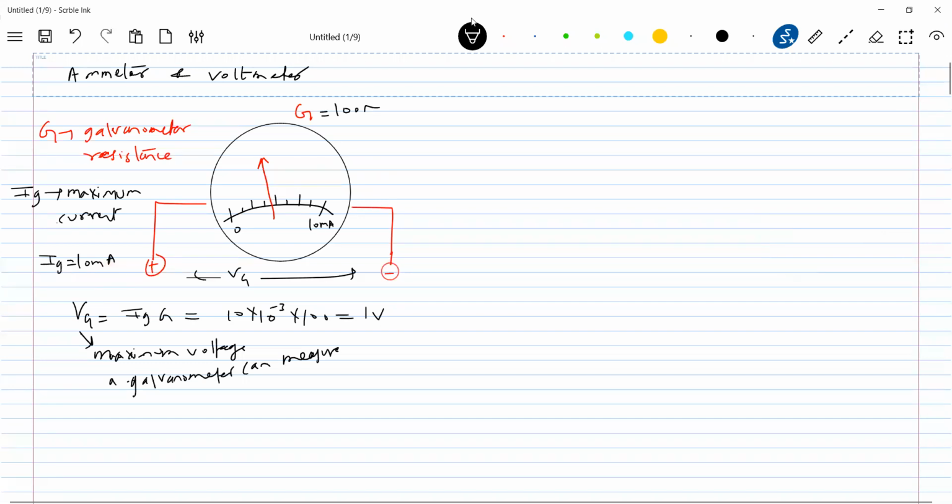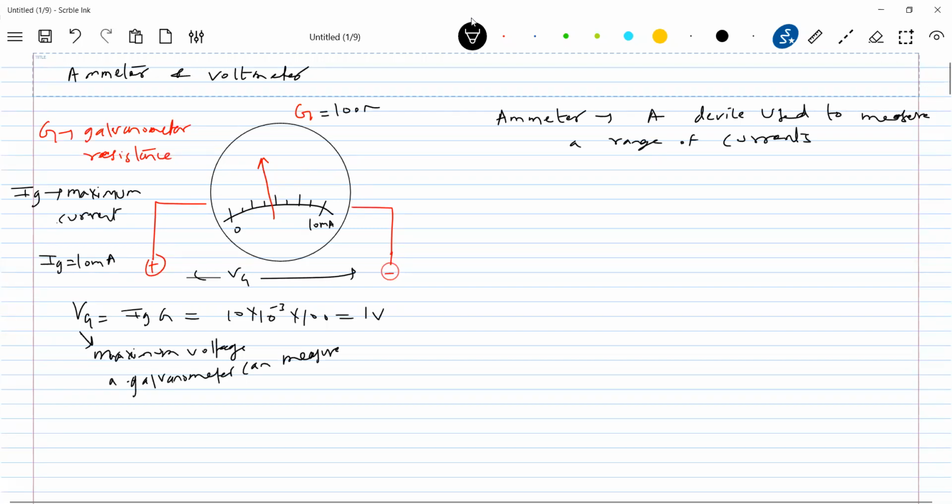A device which is specifically used to measure a range of current is called the ammeter. So first we'll start with the ammeter, a device used to measure a range of currents. So now what is available? Only the galvanometer is available for us. The galvanometer should be modified to read larger current.